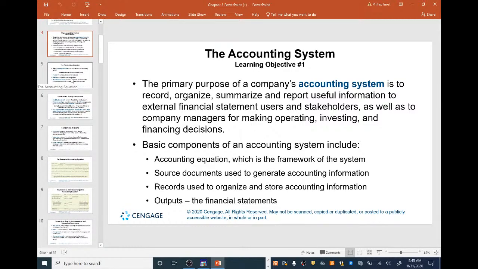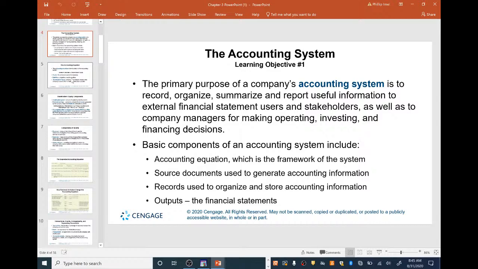So let's start with the accounting system. What is the accounting system? So it says here, the primary purpose of a company's accounting system is to record, organize, summarize, and report useful information to external financial statement users and stakeholders, as well as to company managers for making operating, investing, and financing decisions. Okay, so the accounting system pretty much is just going to organize all this data that a company accounts for, right? With the transactions and different events that takes place throughout these different accounting periods.